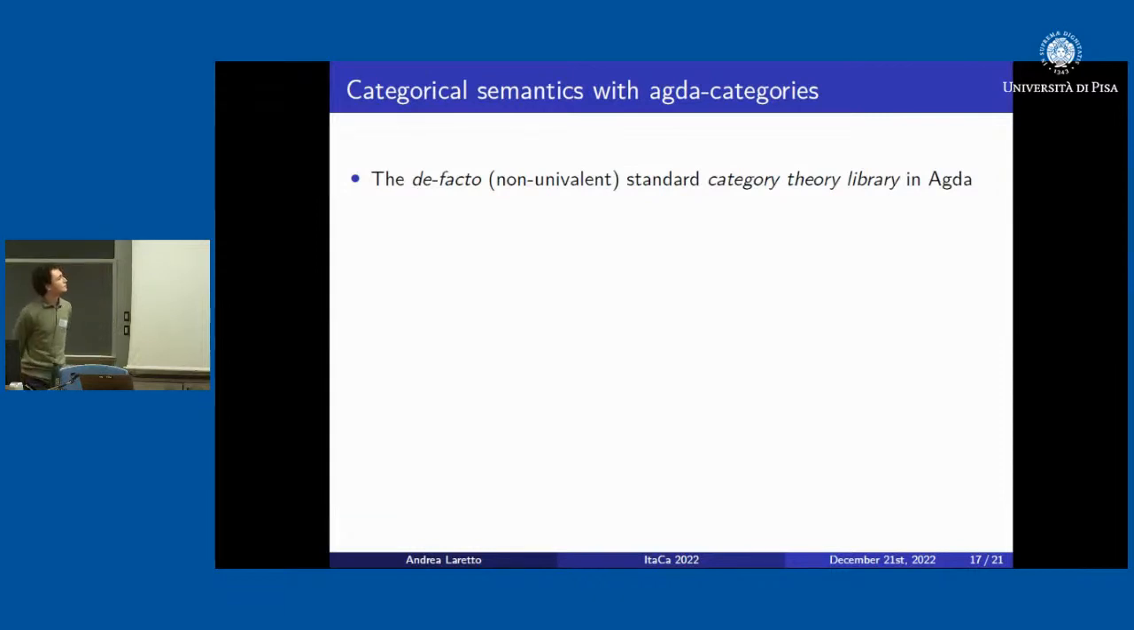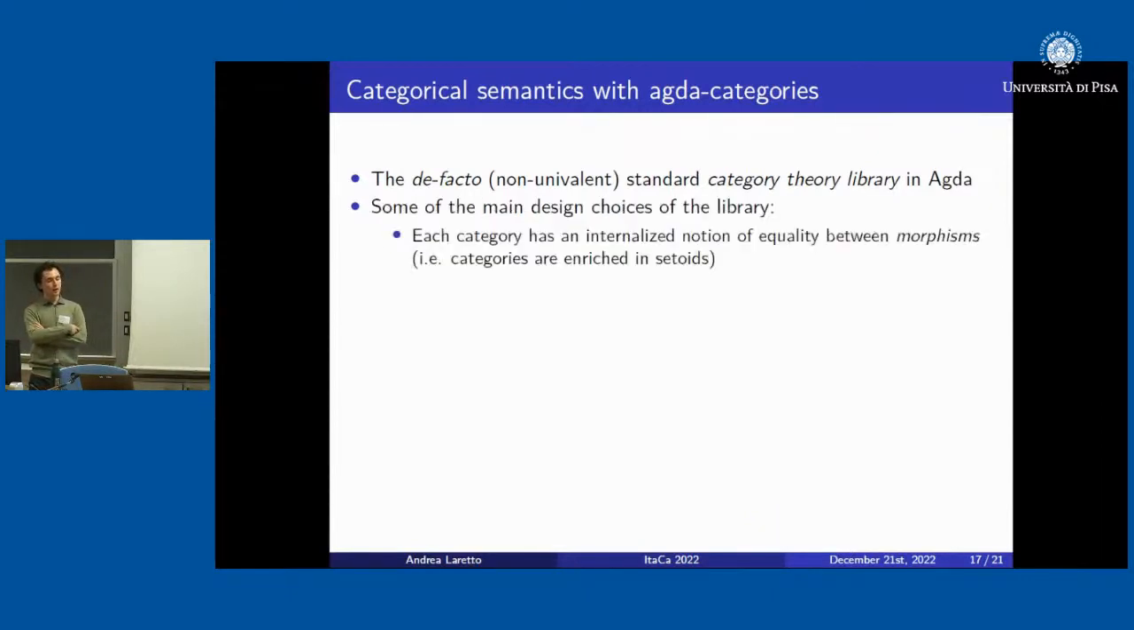So how did we formalize category theory in a proof assistant? Essentially, we used this library called Agda categories. And it's quite interesting to talk about some of the design choices of the library in the setting of proof assistants, especially, and some useful and interesting remarks that essentially characterize this kind of formalism in proof assistants is that, for example, they choose to give an internalized notion of equality between morphisms in categories. Right? So you have this kind of opaque equality for morphisms between two objects.